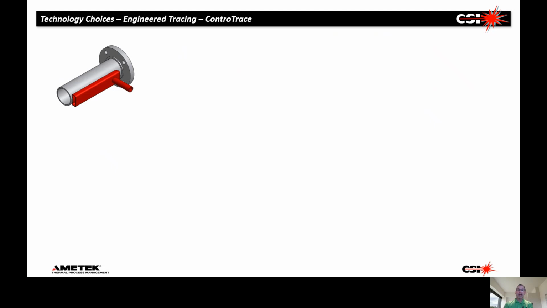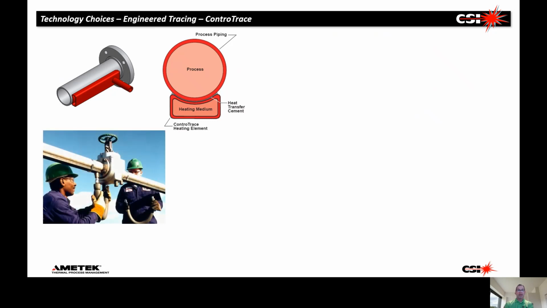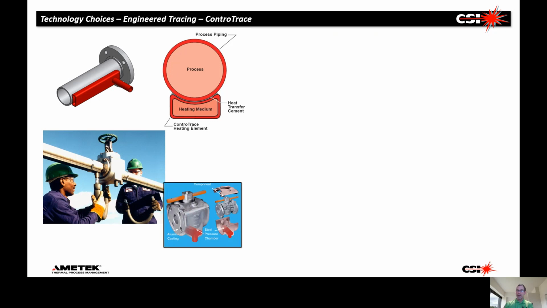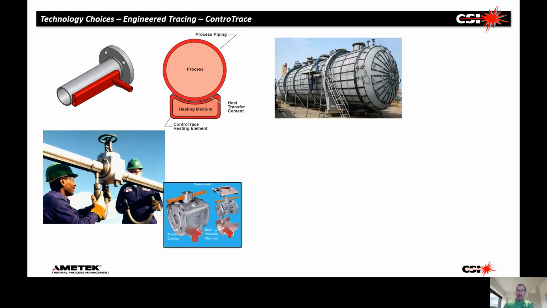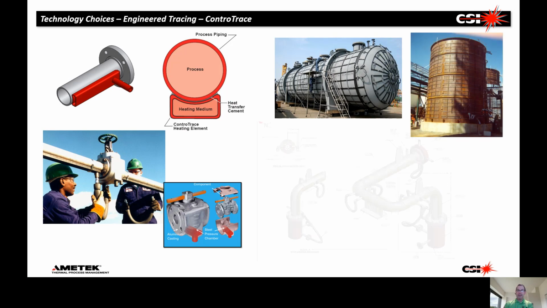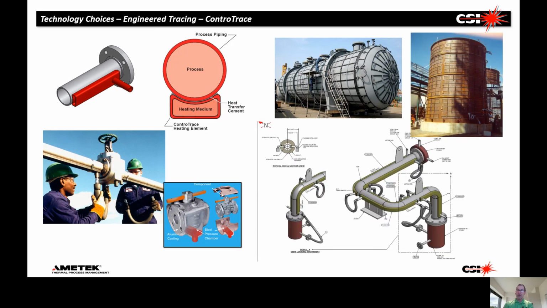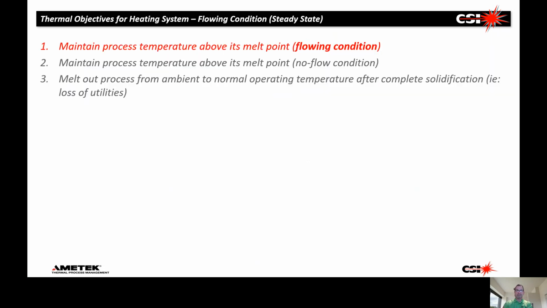And then we can graduate to an enhanced tracing system. So here's an example of an enhanced tracing system, an even more robust system that affords even more heat input into the process. Again, with a heat transfer compound or mastic between the heating system and the pipe itself. Here's some examples of what a system like that may look like for heating piping, for heating valves and equipment, tanks, vessels. Here's an installation drawing for one of those types of systems. A much more robust system that affords a lot more heat input into the process. And again, a conductive heating system.